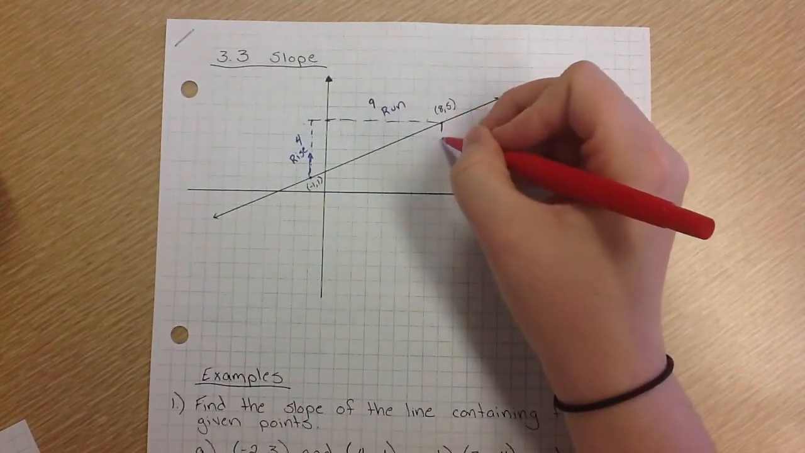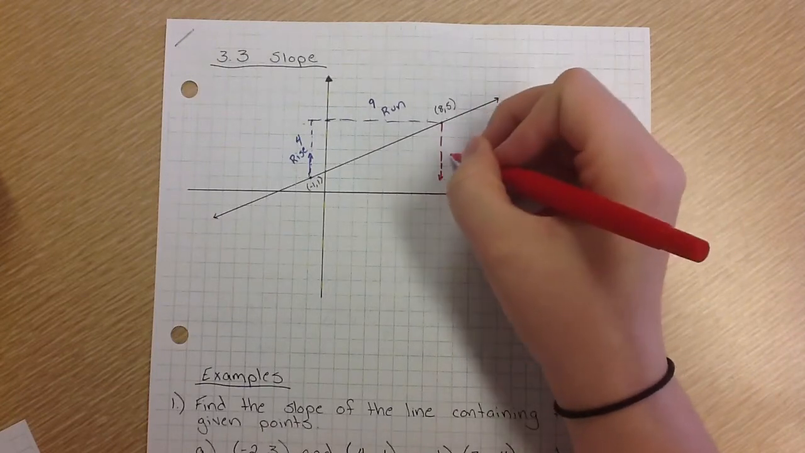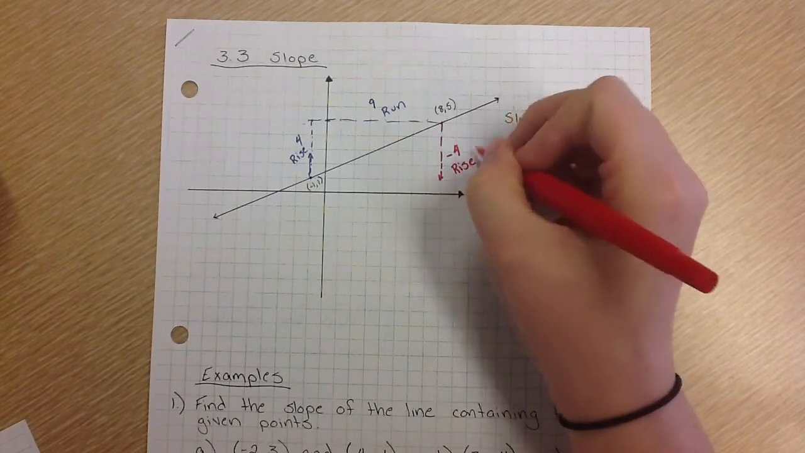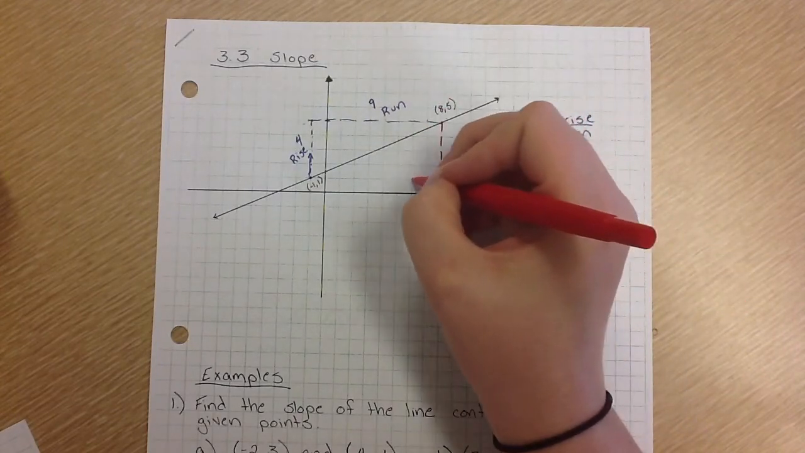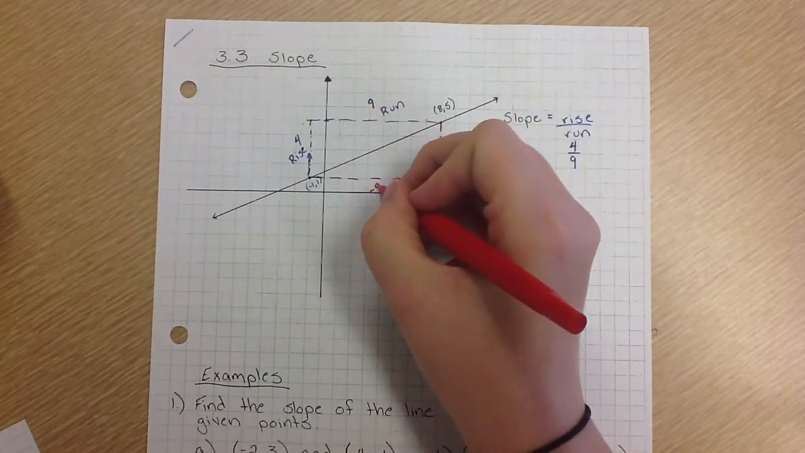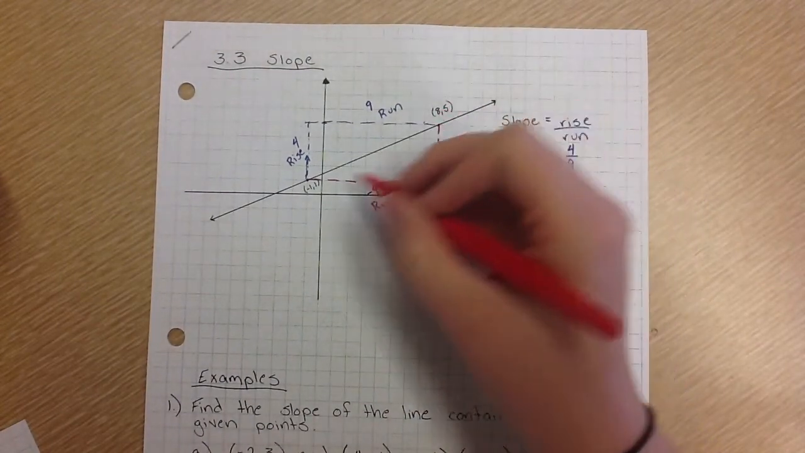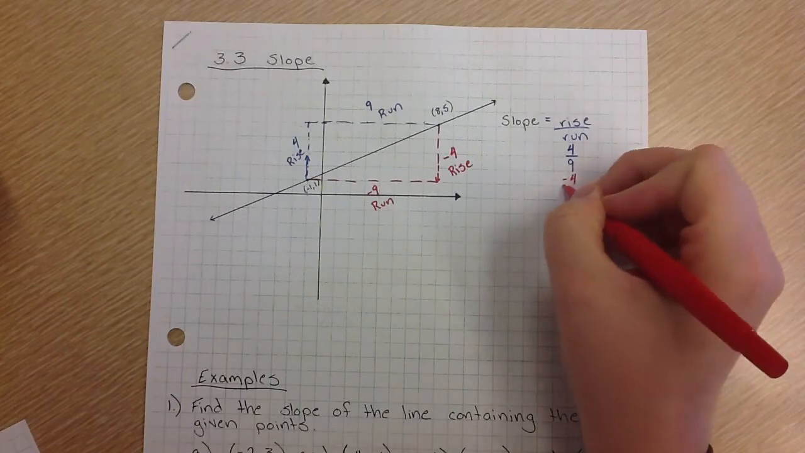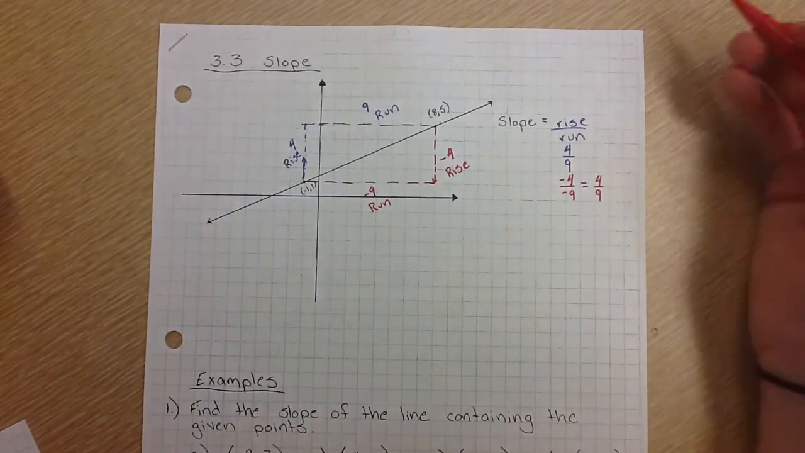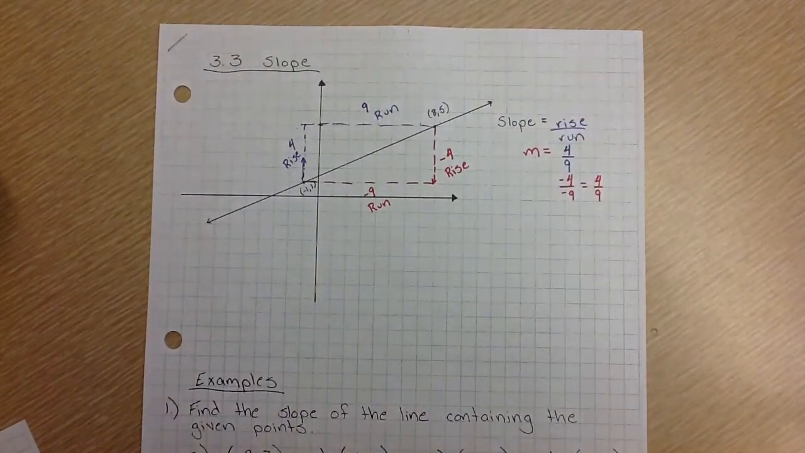In this case, my rise, I would have to go down. I would have to go down 4, so my rise would be in this case -4, and then I have to go backwards 9. So my run in this case would be -9. But again, still it's rise over run, so it would be -4 over -9. Well, negative divided by negative is still 4/9. So this is our slope, and we use the letter m for slope.